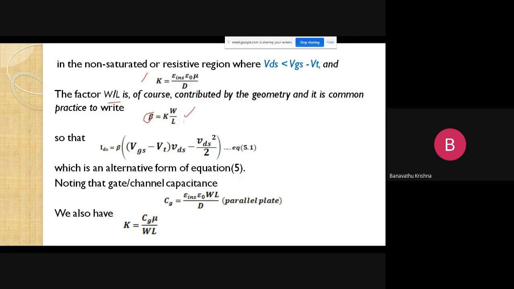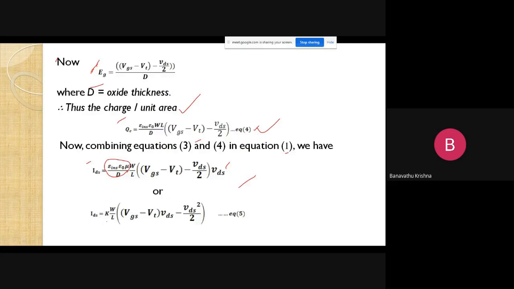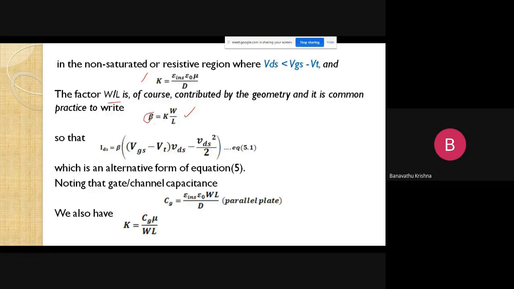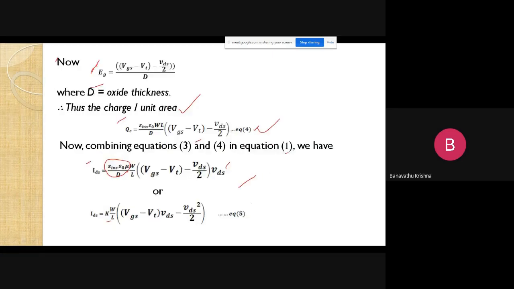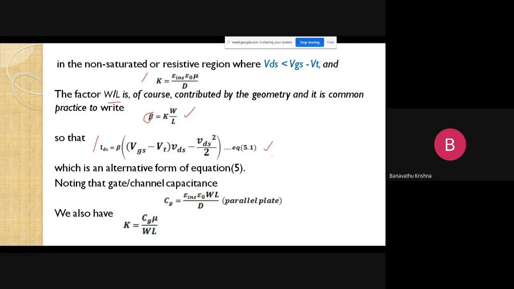So for the simplification from the geometric parameter point of view, IDS equals K into W by L, which we write as beta. So IDS equals beta into (VGS minus VT) into VDS minus VDS square by 2. This is another form of equation 5, the general equation, that is equation 5.1, an alternative form of our current equation.